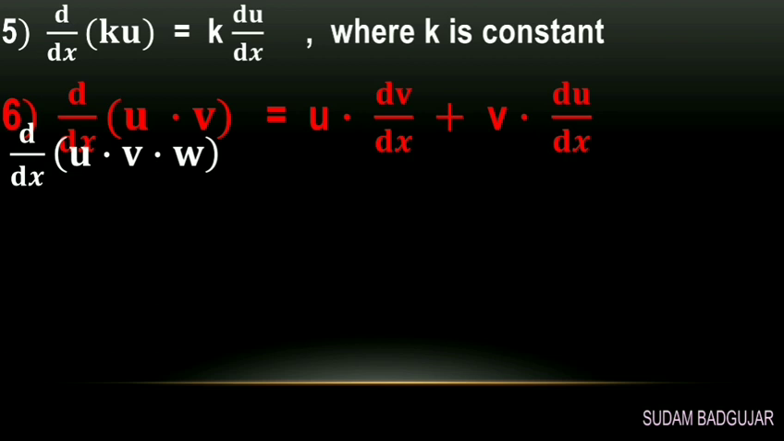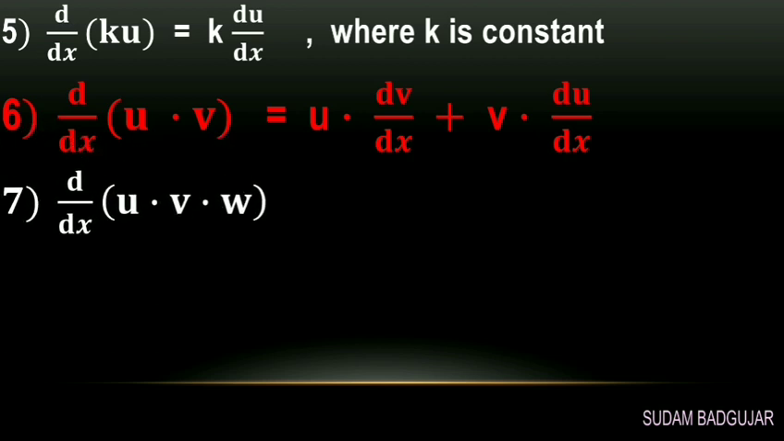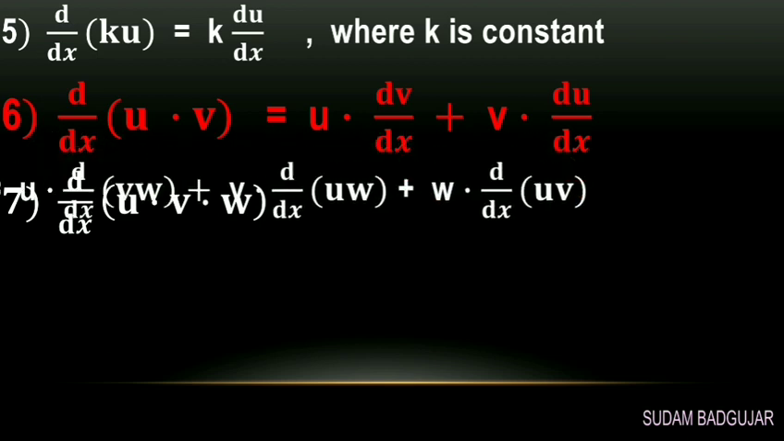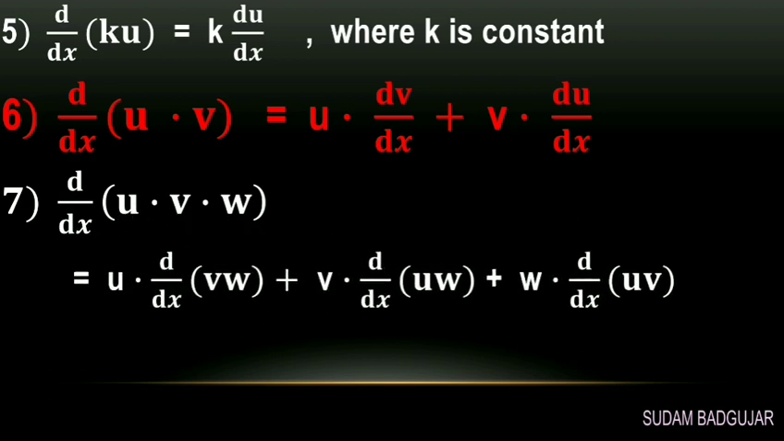Now next is the derivative of u into v into w, that is the derivative of a product of three functions. You can differentiate this by taking log on both sides, or you can apply this formula: first function as it is into the derivative of second and third, plus v into the derivative of u and w, plus w into the derivative of u and v. Or you can say first keep as it is the derivative of second into third, plus second as it is the derivative of first and third, plus third as it is the derivative of first and second.